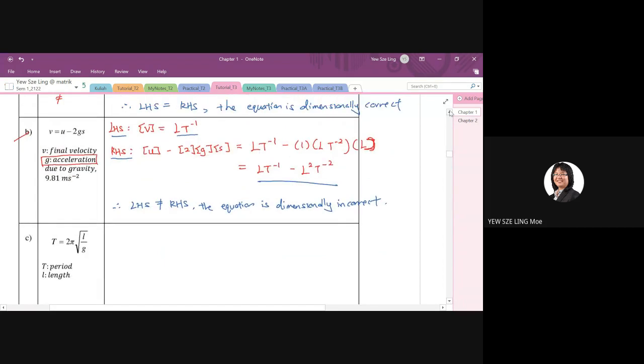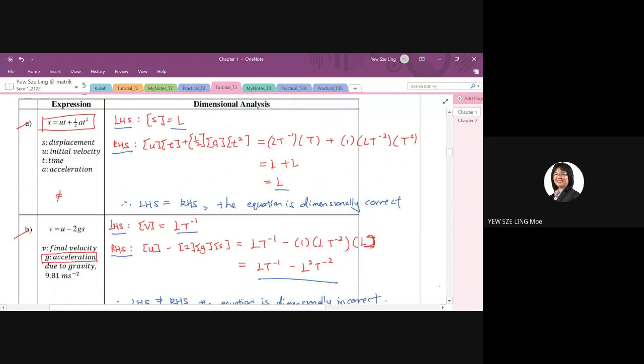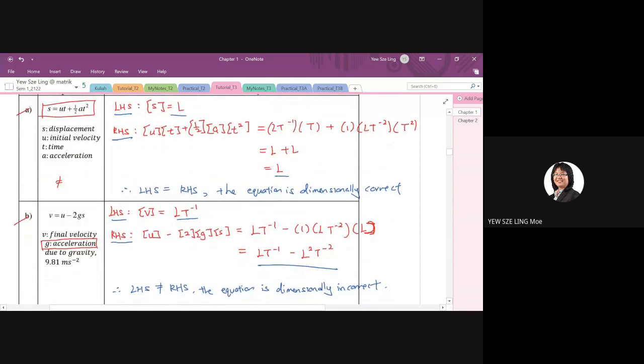So before we proceed to question 3, I give you 1 minute to write it down, and then we are going to do question 3 together. So if you have any questions, you may ask now.